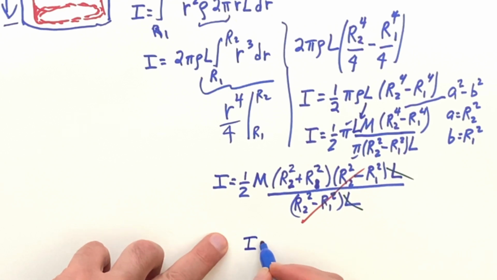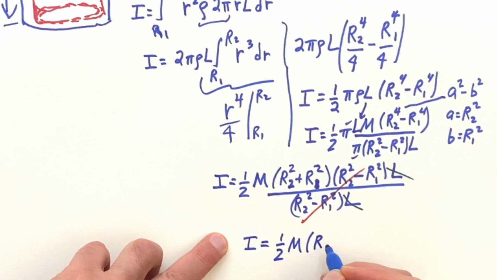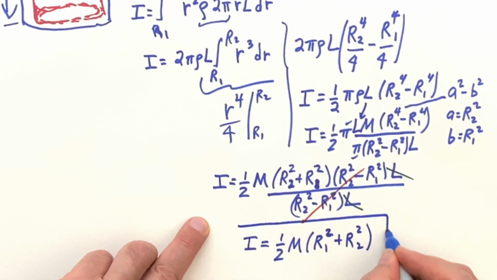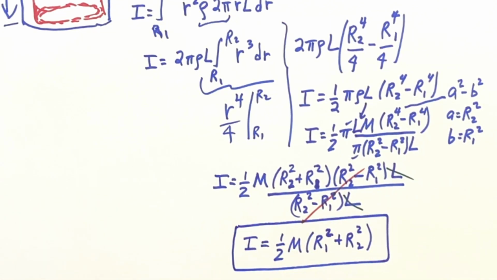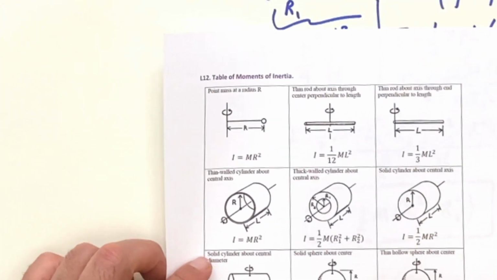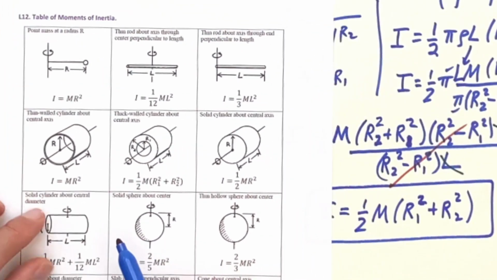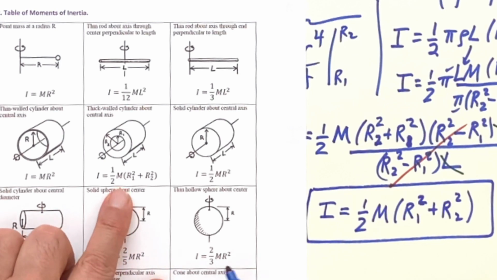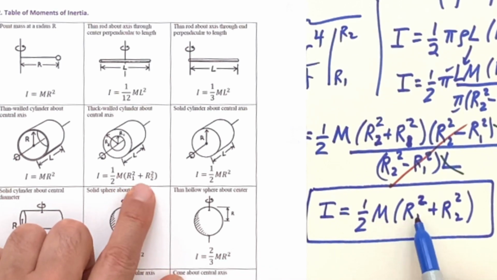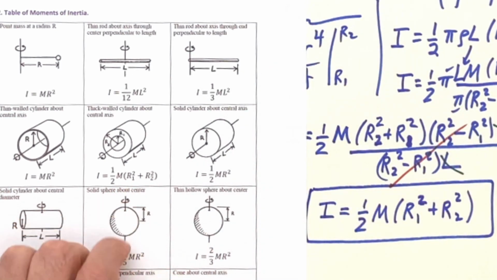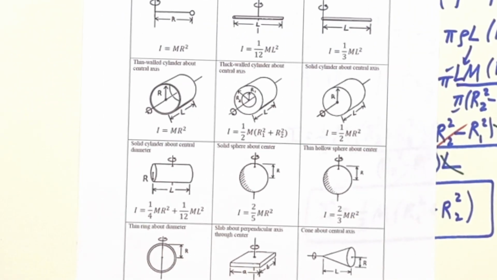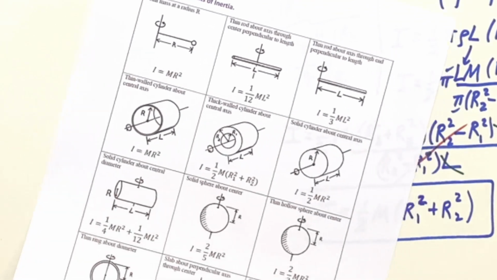So now we have the answer: I is 1/2 M times R1 squared plus R2 squared. Let's go back to the table, and you can see that's what we have here: 1/2 M and then R1 squared plus R2 squared. So we have derived the table of moments of inertia in this chapter. A lot of calculations.